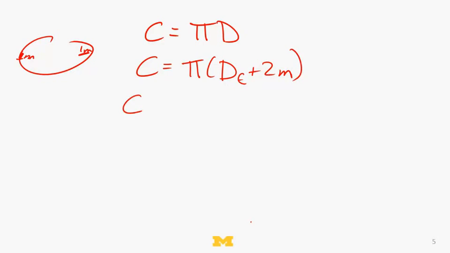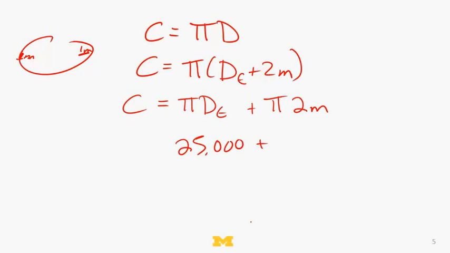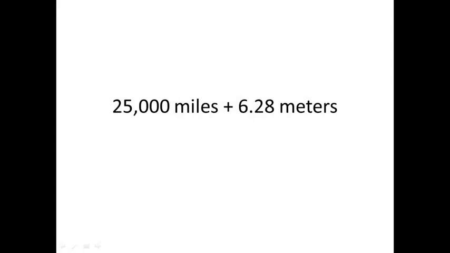Because that's just going to be pi times the diameter of the earth plus pi times 2 meters. Well, pi times the diameter of the earth, we already said was 25,000, and pi times 2 meters is just going to be 6.28 meters. So the circumference is going to be 25,000 and 6.28 meters. So that's probably not what most of you guessed, right?